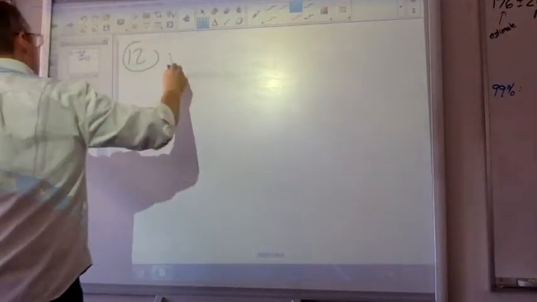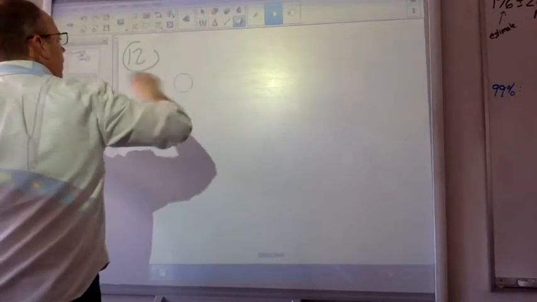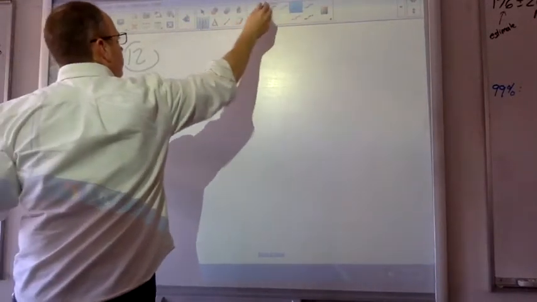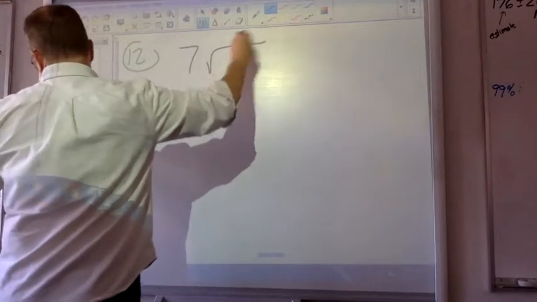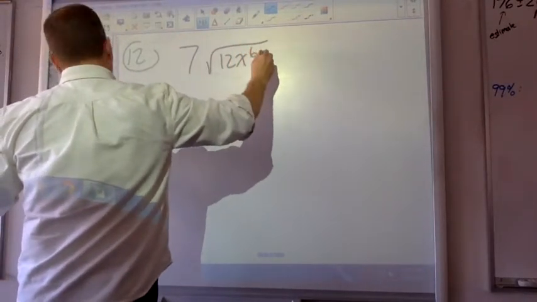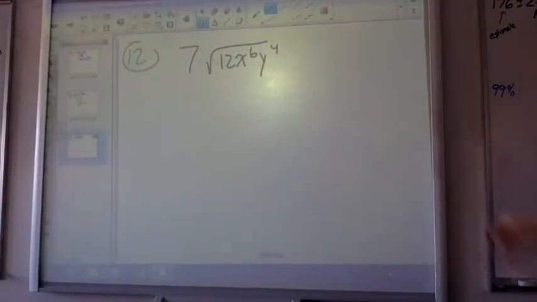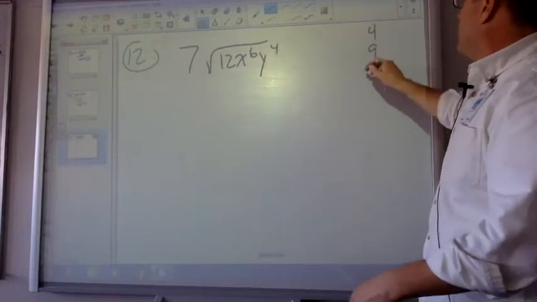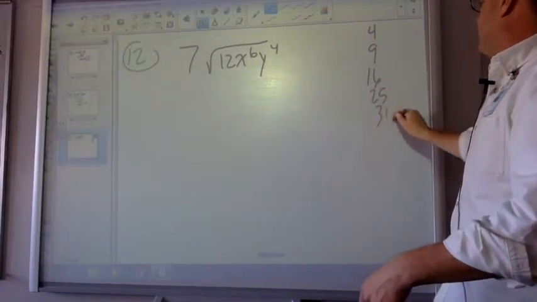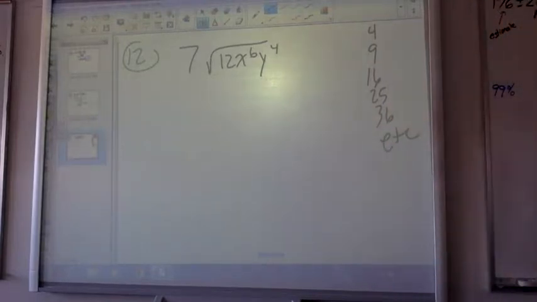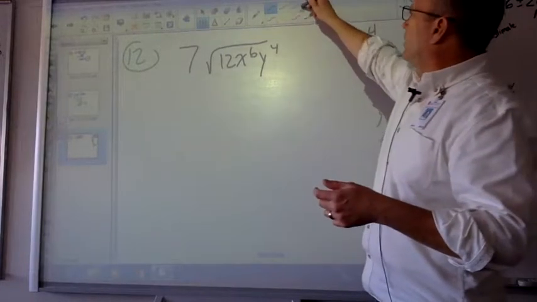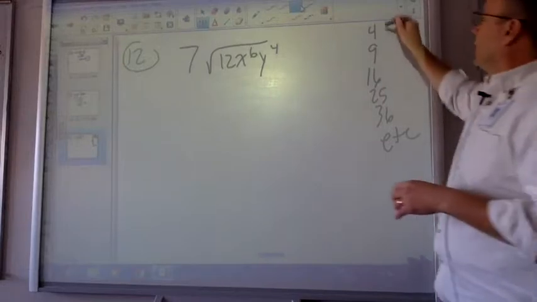Problem number 12, we have 7 square root 12, x to the 6th, y to the 4th. Okay? First thing, let's see if I can break. We know that my perfect squares are 4, 9, 16, 25, 36, etc. Can 12 be broken down to a number times a perfect square? Don't say 2 times 6 because neither is a perfect square. So what times what gives me 12? Yeah, 4 times 3.